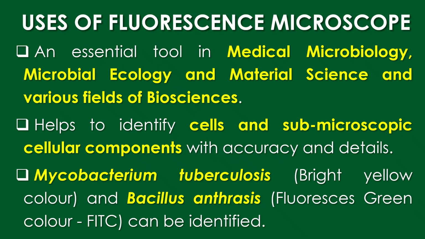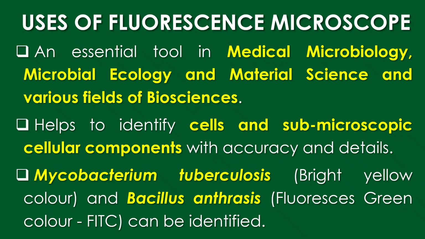Regarding the uses of the fluorescence microscope, the fluorescence microscope is an essential tool in various fields of biology like medical microbiology, microbial ecology, material science, and various fields of biosciences. It also helps to identify the cells and submicroscopic cellular compounds with accurate details. The fluorescence microscope is also used for the identification of Mycobacterium tuberculosis and Bacillus anthracis.